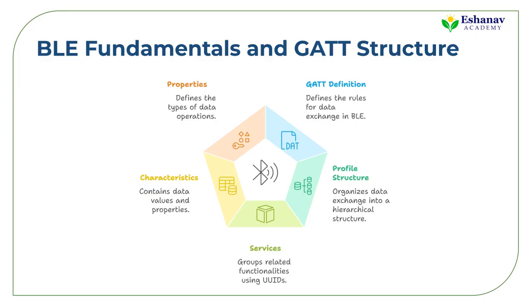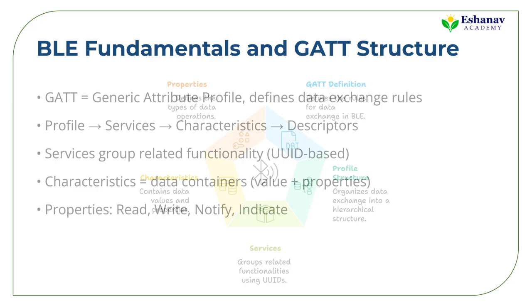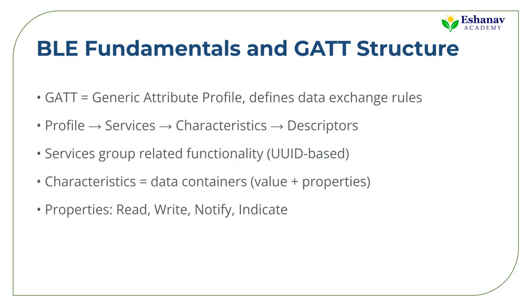Within each service, we have characteristics, the smallest building blocks of data exchange. A characteristic might represent battery level equals 78%. Each characteristic has a value, optional descriptors for metadata such as units or ranges, and properties that control access: read, write, notify, or indicate. This GATT hierarchy ensures BLE data exchange is predictable, lightweight, and efficient. By organizing information into profiles, services, and characteristics, BLE minimizes packet size and maximizes energy efficiency.